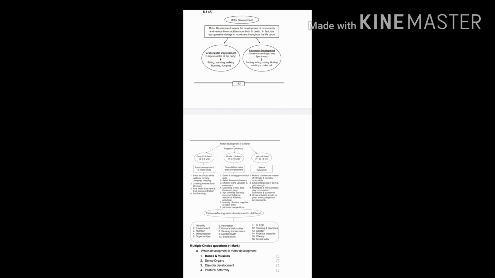Various motor movements or motor skills are essential for everyday life activities such as sitting, walking, running, climbing, catching or holding, jumping, skipping, throwing, etc. So these are the basic motor skills that I've already told you. These are the basic motor skills which a child performs every day. Now, motor development can be divided into two parts: gross motor development and fine motor development.